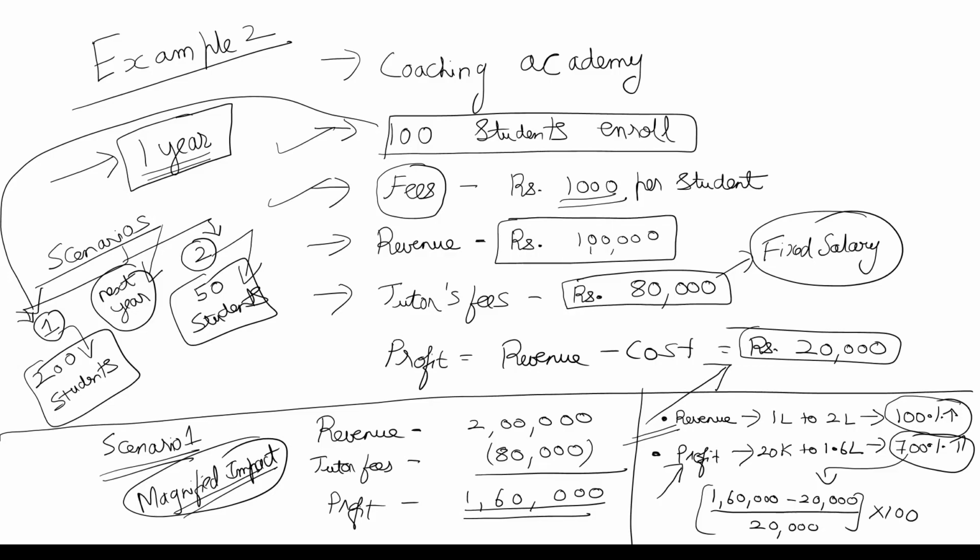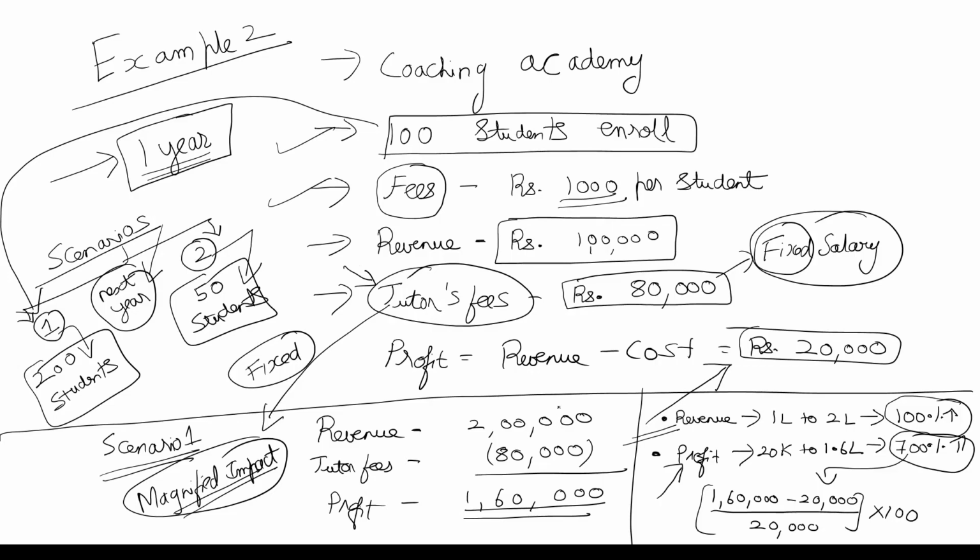Now, why did this happen? Here in this example, what caused this magnified impact? I would say the tutor's fees. The tutor's fees is what caused this magnified impact, because this tutor's fees is fixed. So in the previous video, we discussed anything that has a fixed element or is of a fixed nature has the effect of contributing to this magnified impact. Here in this example, it is this tutor's fees.